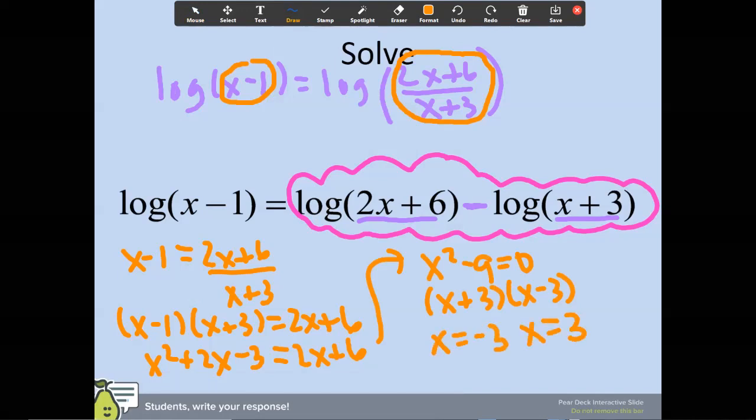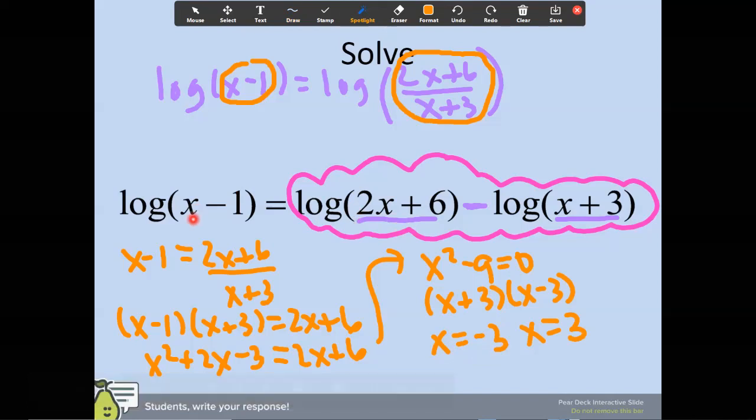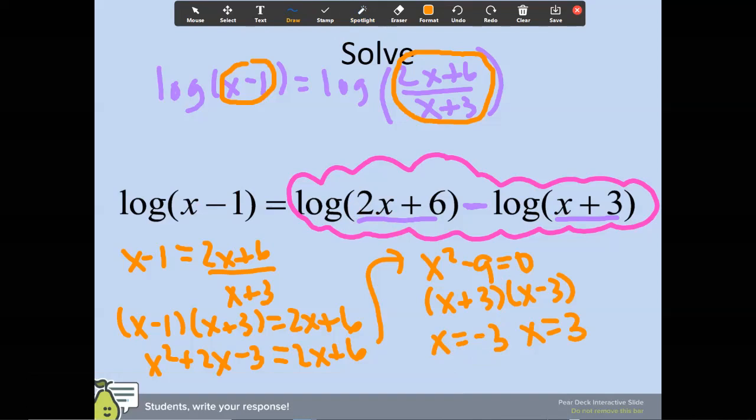When you have logs, you need to make sure that you never take log of a 0 or a negative, okay? So when I put this in, if I put it in here, it's going to give me a negative, that -3. Here it's going to give me a 0, still not good. Here, still not good. So this one here is not going to be an answer, okay? Not going to be an answer.